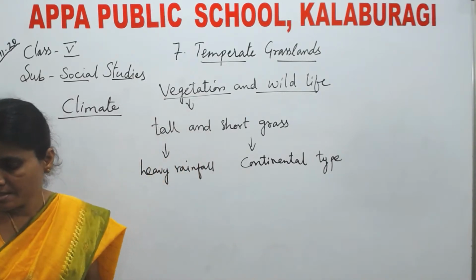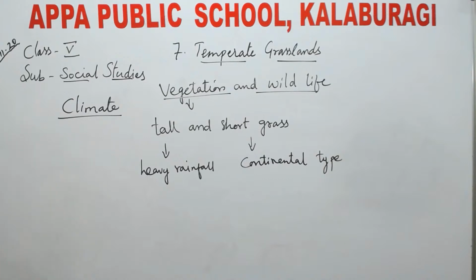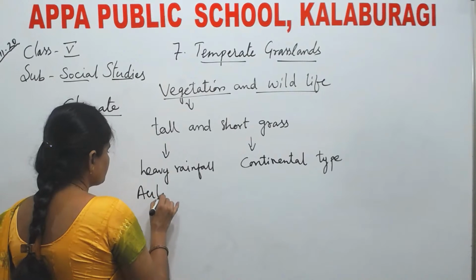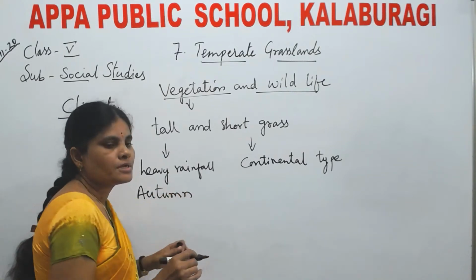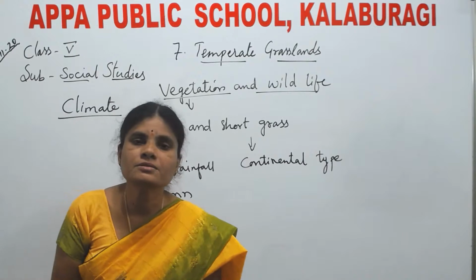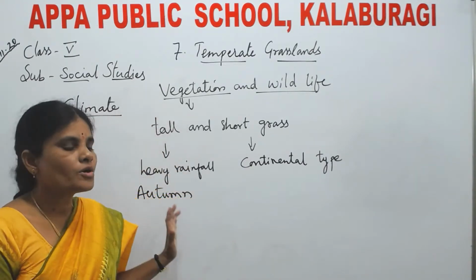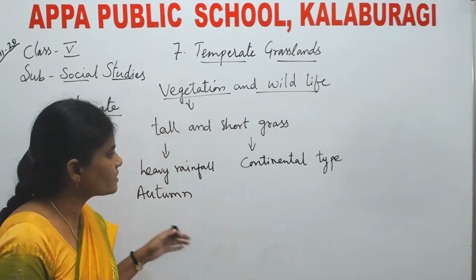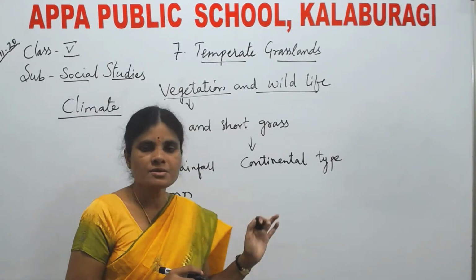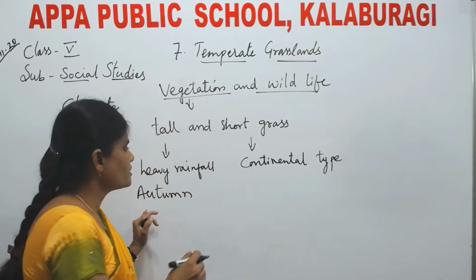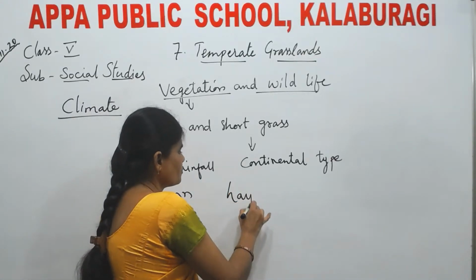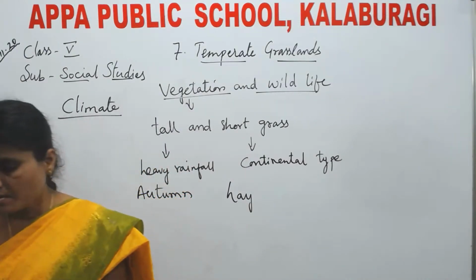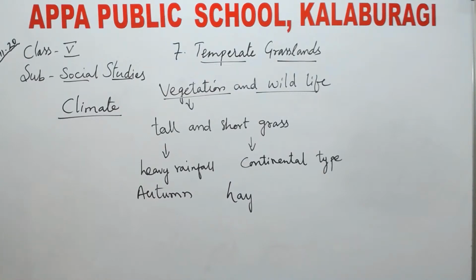Next is the autumn season. Generally, what happens in autumn season, children? In autumn season, the leaves dry up and fall down. Here also the grass dries up and withers. Wither means fall down and turn into hay. What do you mean by hay? Hay is nothing but dry grass. Understood?